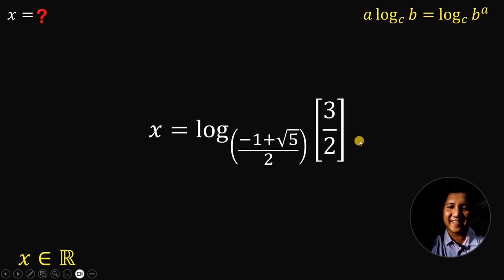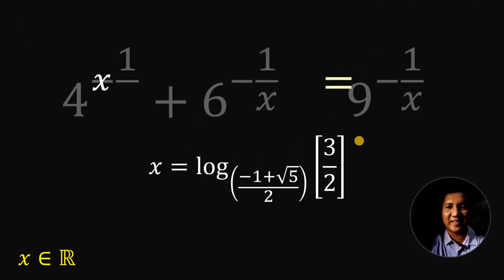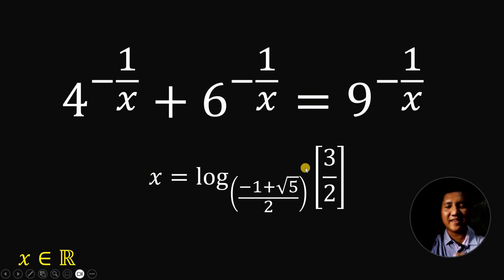Therefore, our answer to this question, what is the value of x in this equation, is logarithm of 3 over 2 to the base of negative 1 plus square root of 5 over 2. And as always, we are done.